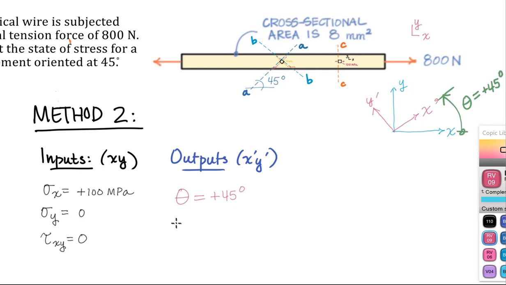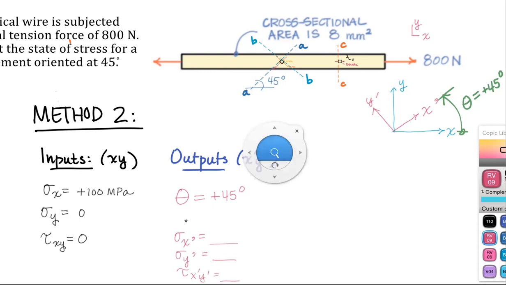And what the equations are going to tell us are the following. Sigma X prime equals what? Sigma Y prime equals what? Tau X prime Y prime equals what?